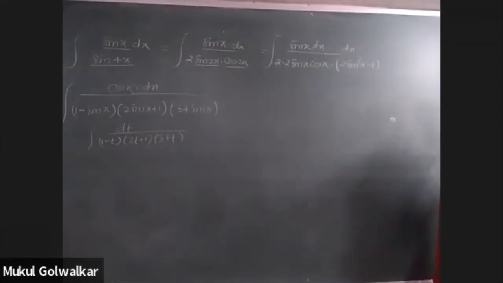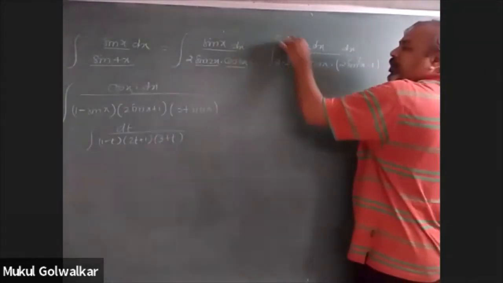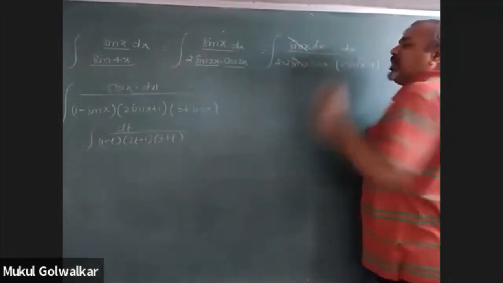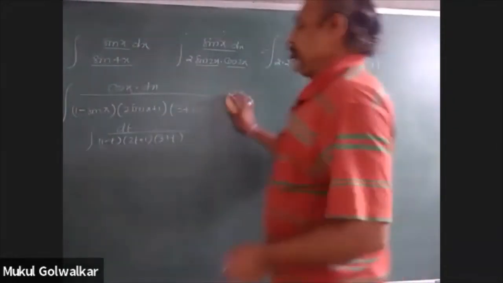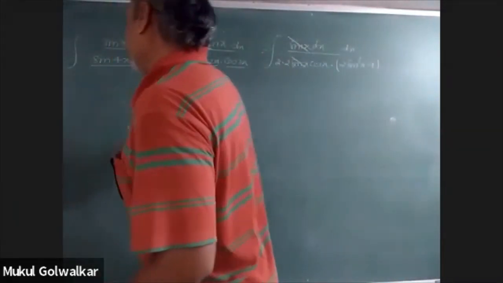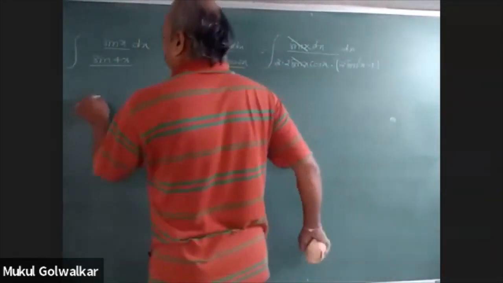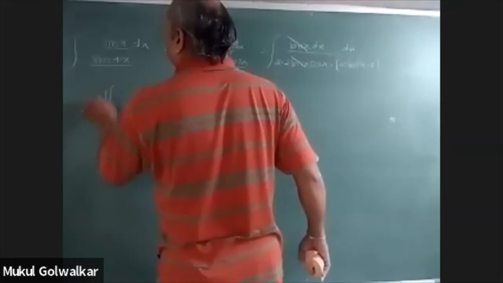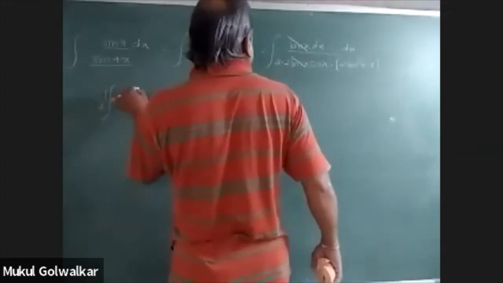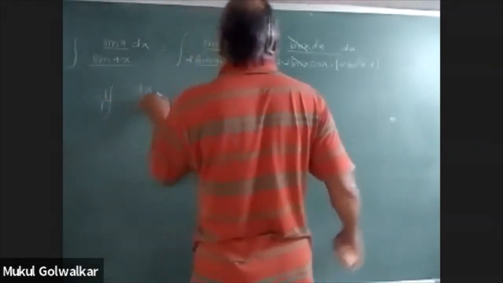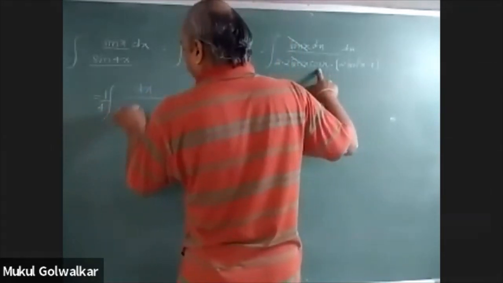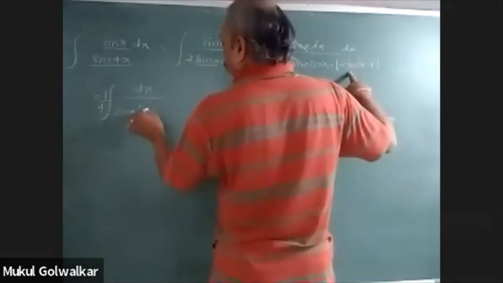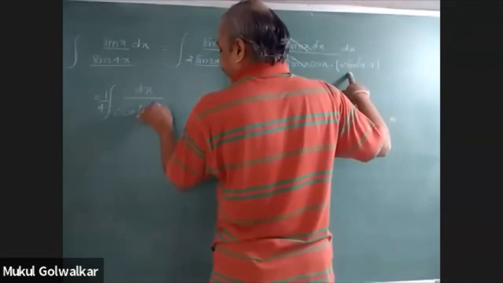Is it okay? So 1 sin x got cancelled with 1 sin x. Okay. So this is equal to integration of 1 upon 4 outside, integration of dx divided by, first term left over is cos x into 2 sin square x minus 1.